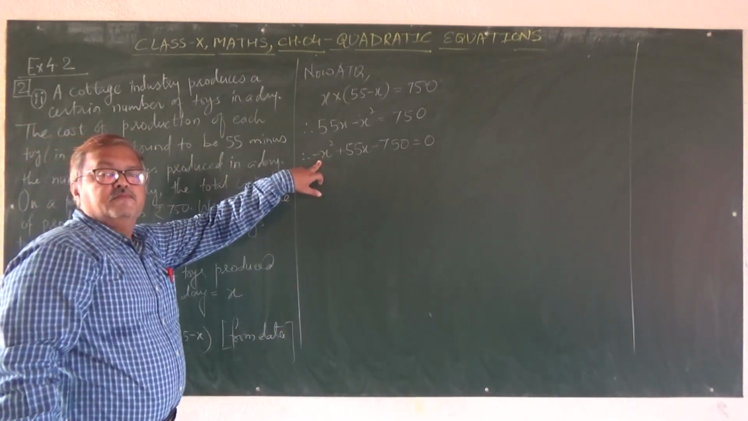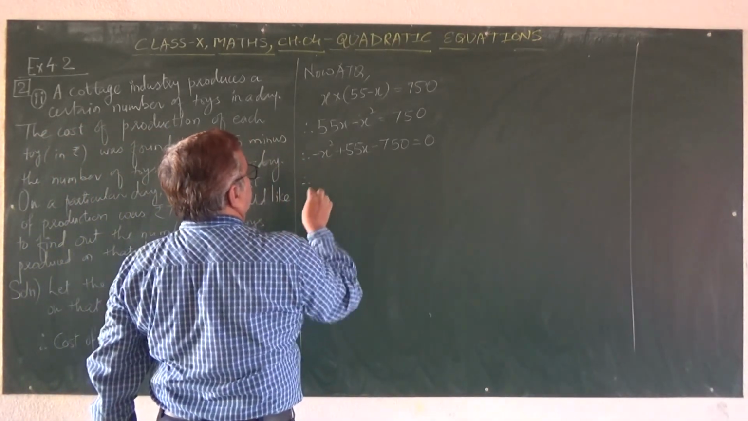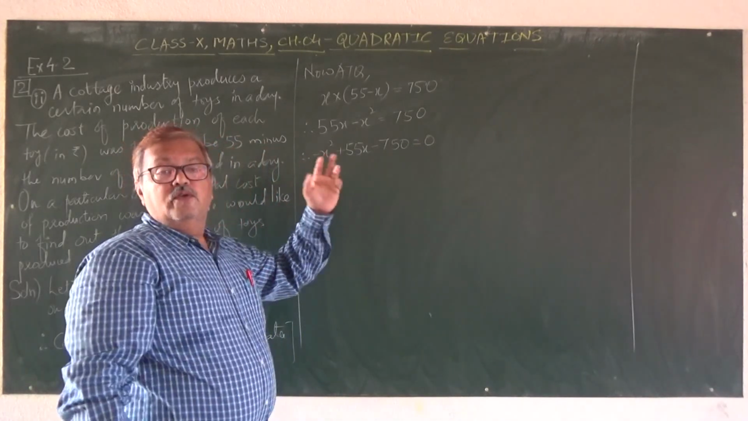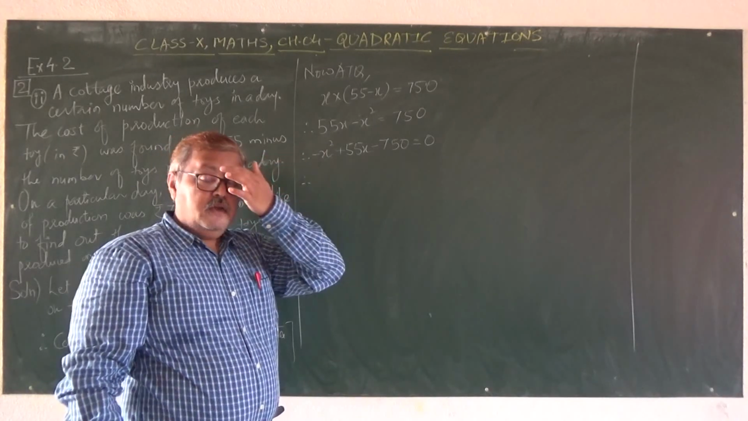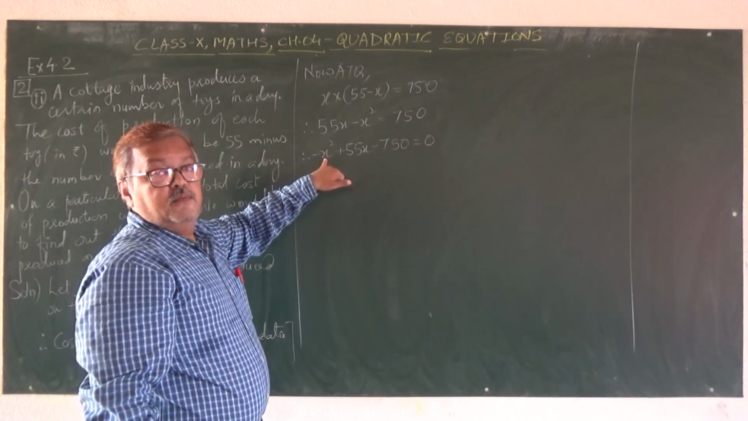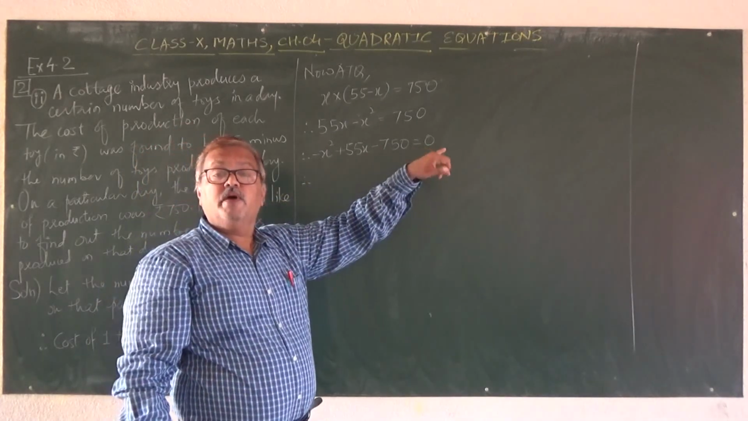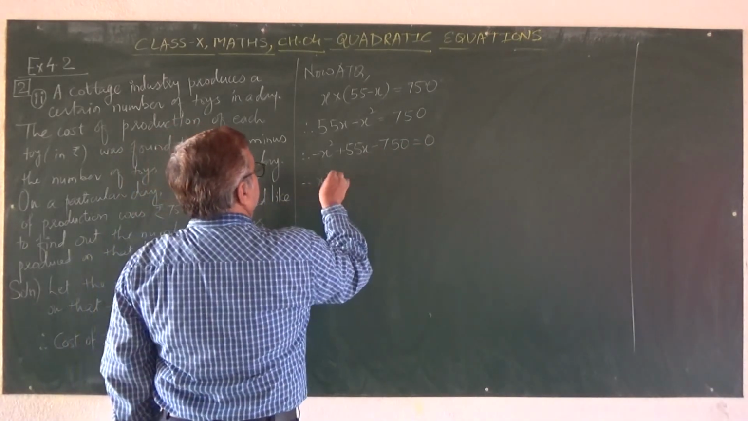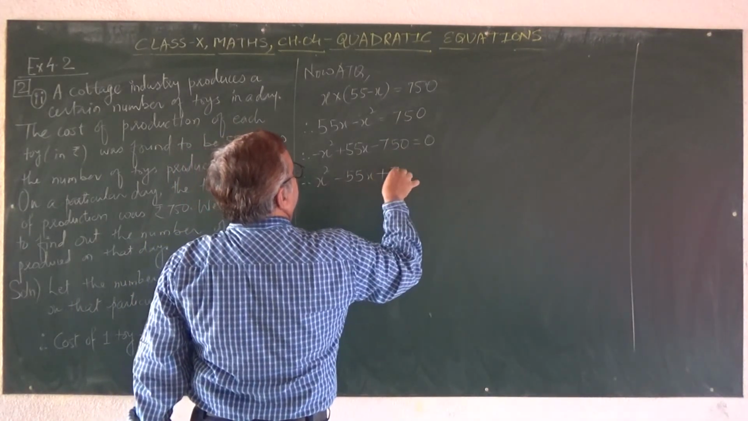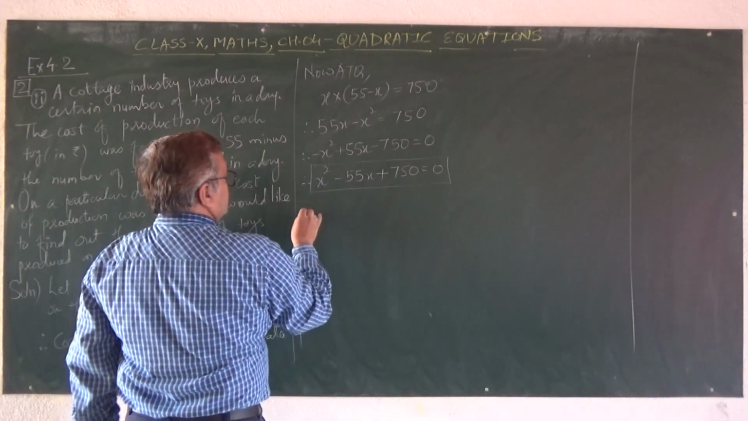We don't want this first term negative, make it positive, so all signs will change. Okay, what is the meaning? All sign will change मतलब क्या होता है? हम इसको we know if you multiply any number by 1 it remains same. So I am multiplying here by minus 1. So minus into minus is plus x square, plus 55 into minus 1 is minus 55, minus 750 into minus 1 is plus. Okay, that is the meaning. So x square minus 55x plus 750 is equal to 0. So we got here quadratic equation.